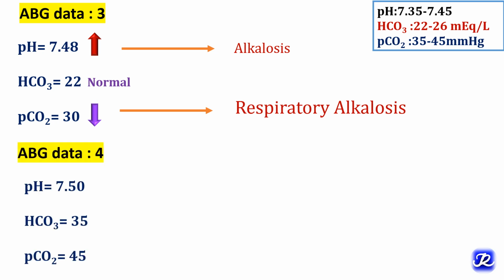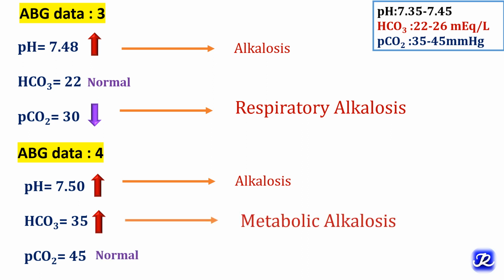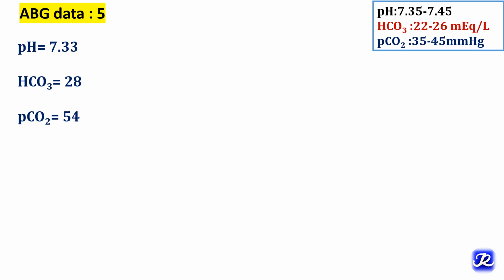The next ABG data shows pH 7.50, so it is increased, means it is also alkalosis. Bicarbonate is 35, means it is increased, and partial pressure of carbon dioxide is 45, it is normal. So this is metabolic alkalosis. ABG data 5 shows pH 7.33, means it is decreased, so it is acidosis.